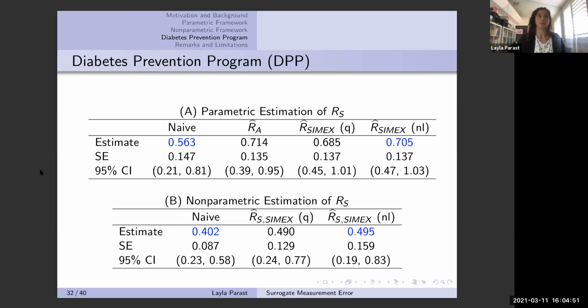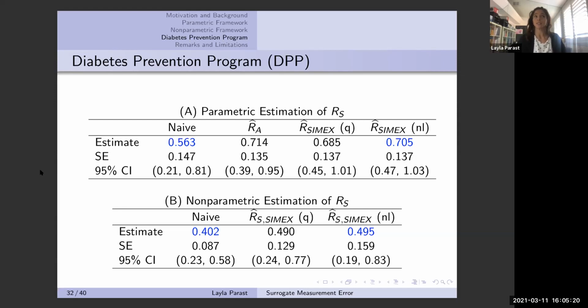While those estimates certainly increased a little bit when we accounted for measurement error, it's still the case that we probably would conclude that this is not capturing a substantial proportion of the treatment effect. The confidence interval for both of those has a lower bound that's less than 0.5. So, not really strong evidence that this is capturing enough of the treatment effect.